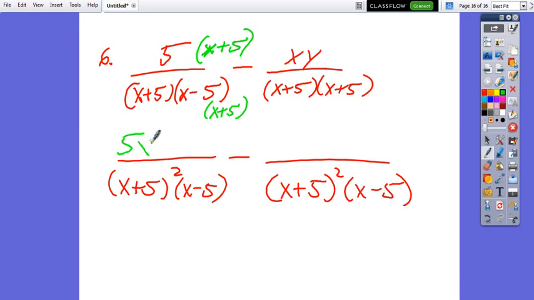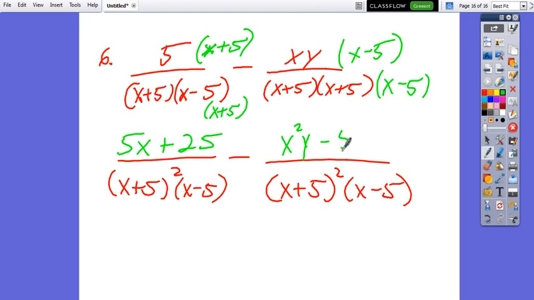All right, now I'm going to do a similar thing over in the second denominator. So what's missing? X minus 5. Okay, so distribute. y times x is xy, and y times negative 5 is minus 5xy. Now, are there any like terms in the numerator that I can combine? Can you combine 5x or not? There are no like terms. This is an x, this is an xy, this is an x squared y, this is 25. There's nothing that can be combined.